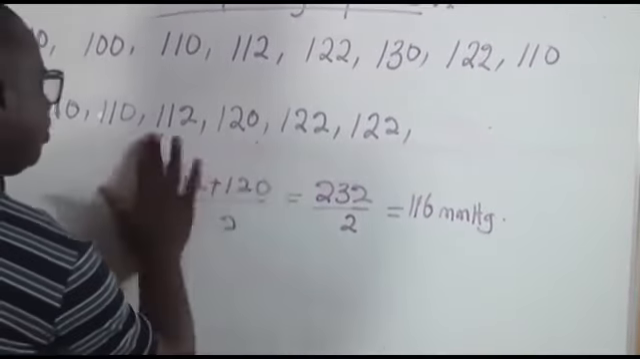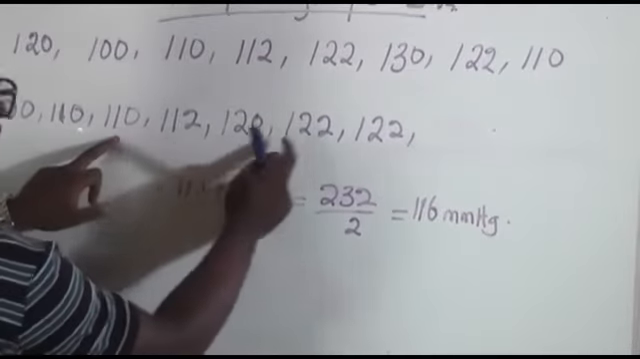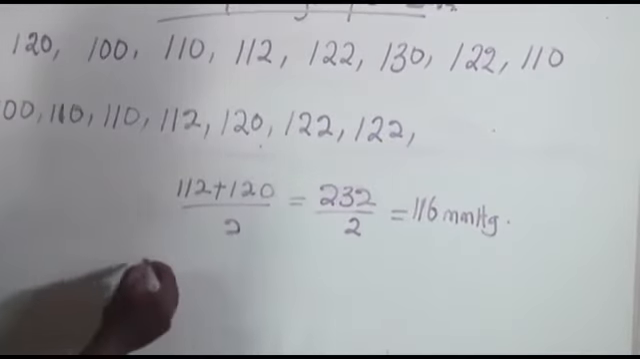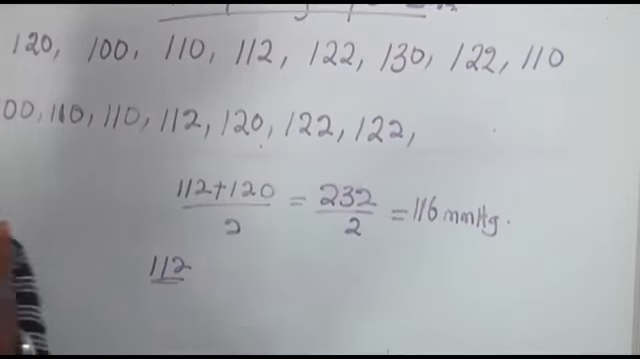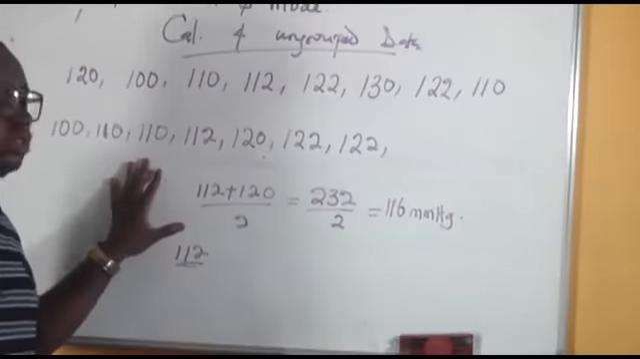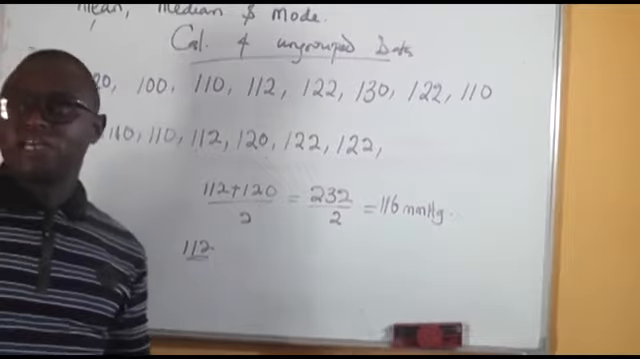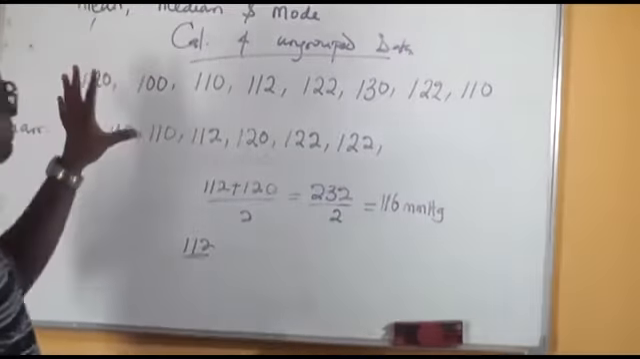So what will be my middle observation? What will be the number in the middle? I will have 1, 2, 3, and 1, 2, 3. So my median here is just 112. Alright, so you can have these different examples or questions where you have the numbers either in odd or even counts. So that is that about median.